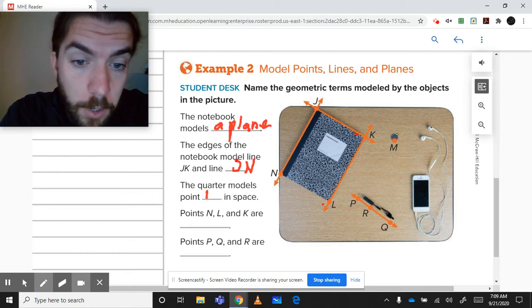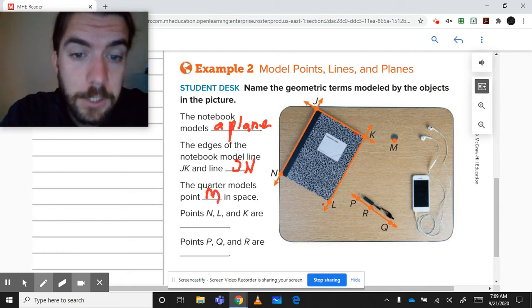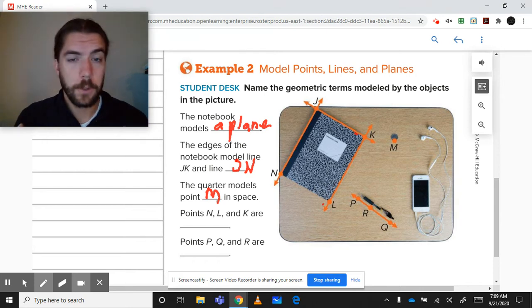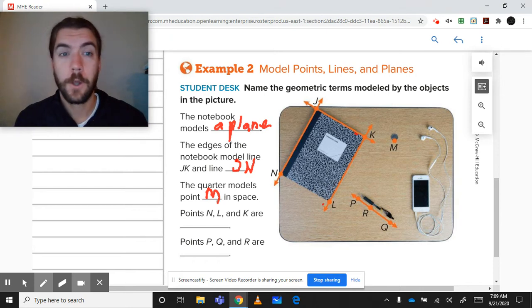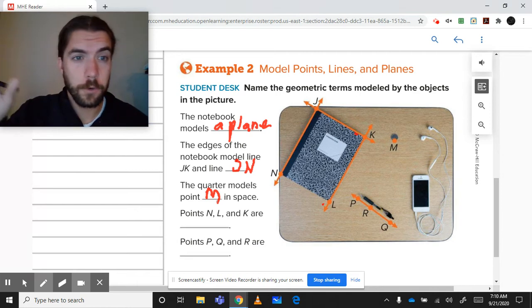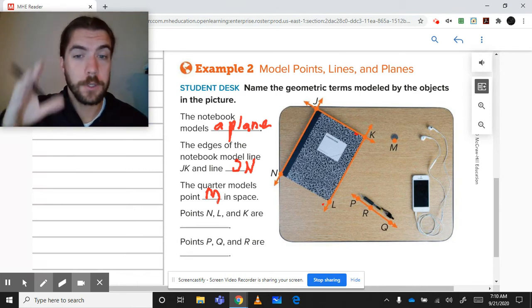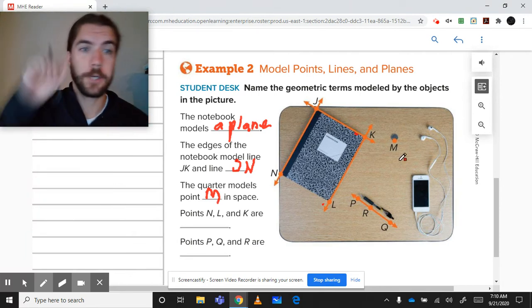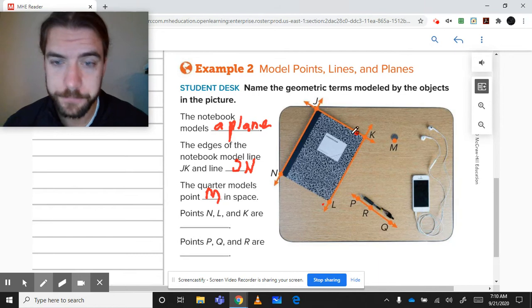So remember, to model does not mean that you're an exact definition of something or you exactly fit the definition. It's more of just you represent it fairly well in a way where we can say, okay, if you say a quarter is a point and it would represent a point rather than a line or a plane, you can sort of make sense of why that would be. It's just a small little object in one spot.